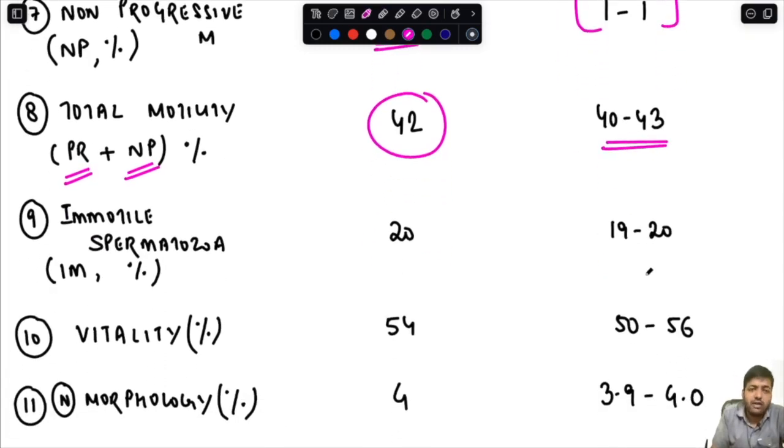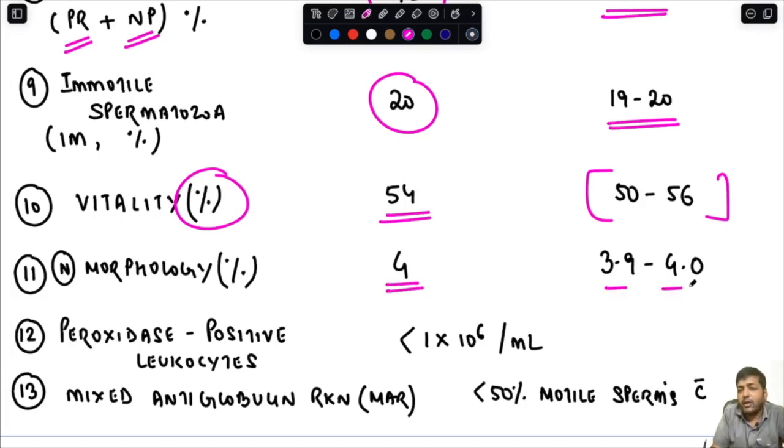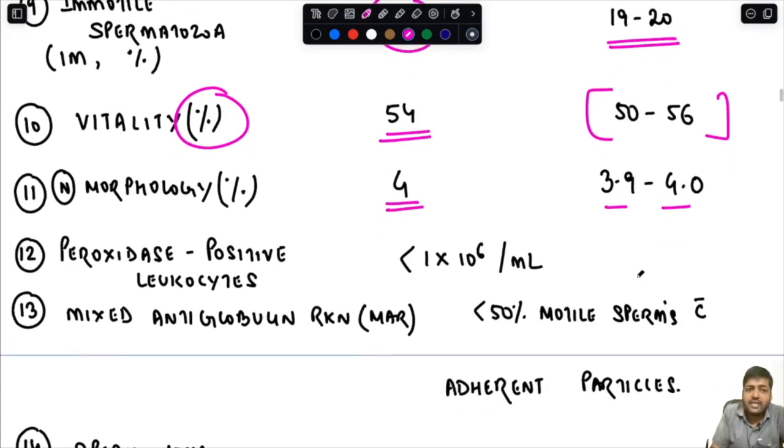Immotile spermatozoa, as a percentage: the fifth centile of the lower reference limit is 20 and the range is 19 to 20. If you look at vitality, normal vitality is 54% and the range is 50 to 56. In morphology, the percentage of normal morphology is 4 and the range is 3.9 to 4%. Peroxidase positive leukocytes are usually less than 1 into 10 to the power of 6 per ml.